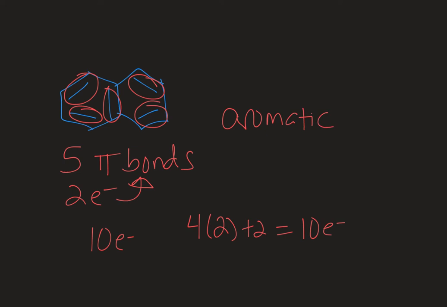So remember, an aromatic compound needs to be cyclic, it needs to be conjugated throughout, and it needs to be planar, and it also has to have 4n plus 2 electrons. This has been a look at how to identify aromatic compounds.